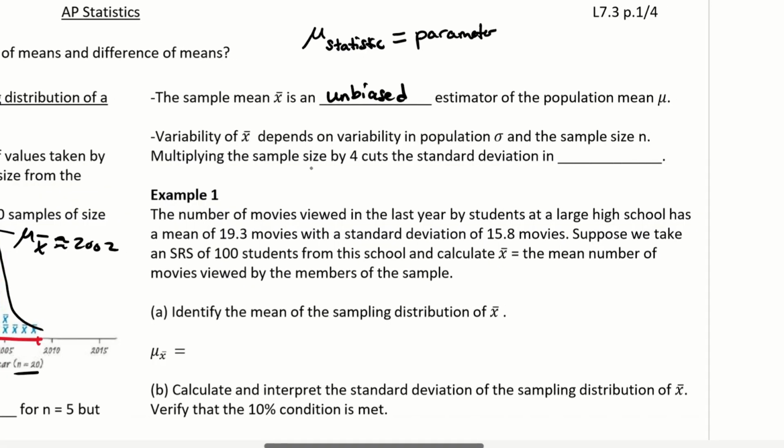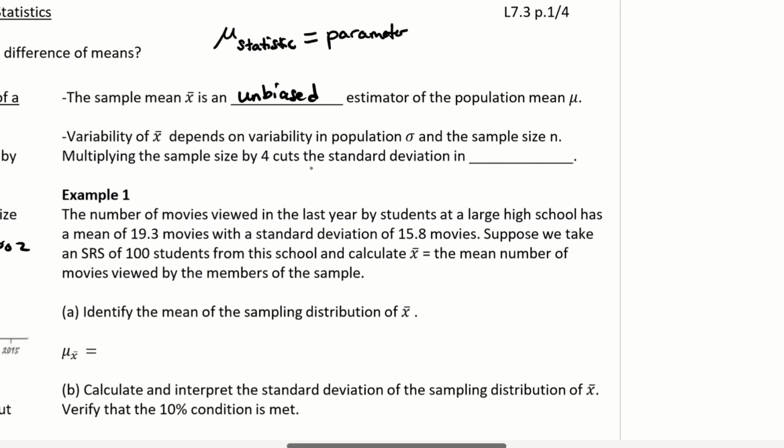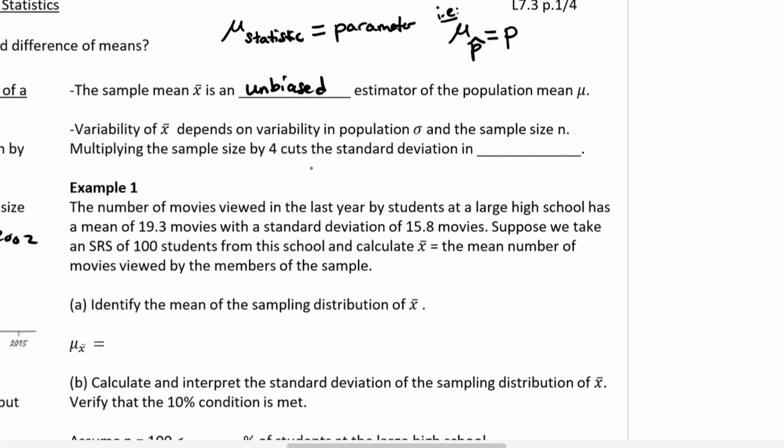So if you recall, when we did the proportions, we said that mu p hat, where p hat was a statistic, the average of that sampling distribution, was equal to the parameter p. That's just an example, okay? Now in the example that we're doing today, mu x bar is the statistic and mu is the parameter, okay? That's a very important concept.